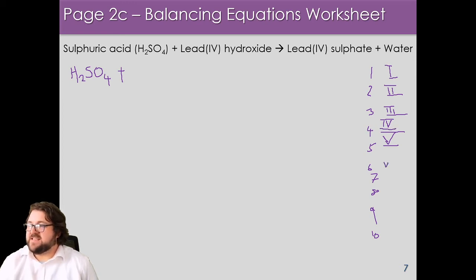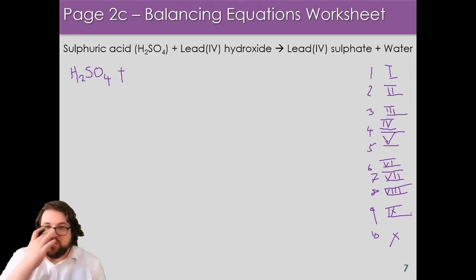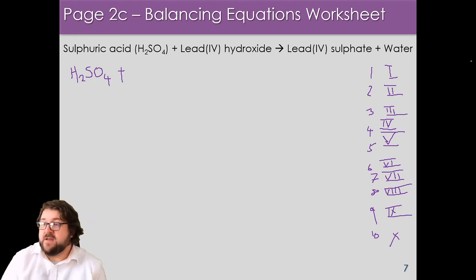For 6, it's 1 after the V, so VI. 7 is 2 after the V. VII. 8 is 3 after the V. 10 is X. And so 9 is 1 before the X. So sorry about a bit of Roman numerals there, but it's well worth having a look at them to make sure that they make sense to you. So we got lead 4 hydroxide.